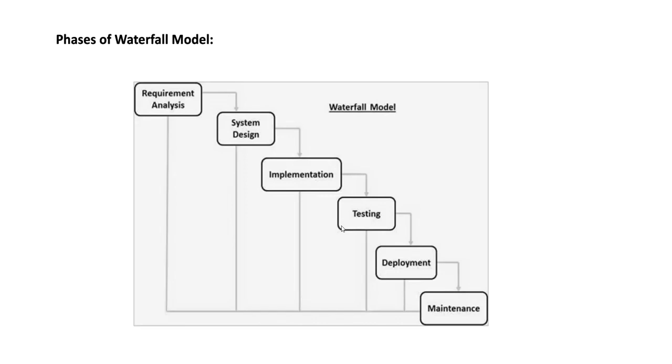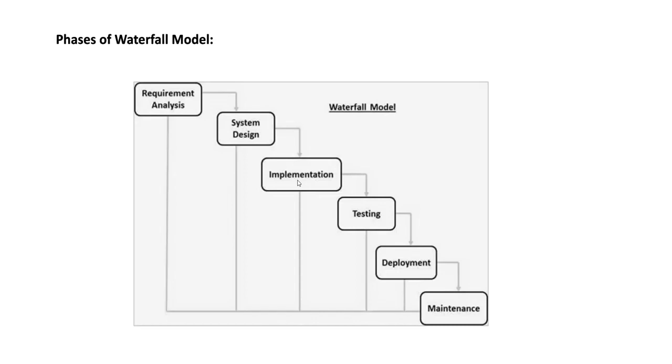In system design, if you have already seen the SDLC video, you will know that there are two different phases under system design: one is high level design and then low level design, right? Once all this is covered, all the requirements are gathered, and it is architecturally ready, implementation comes into picture. Implementation is nothing but the coding part. The coding part is where the developers come into picture.